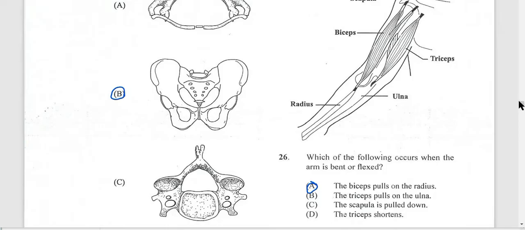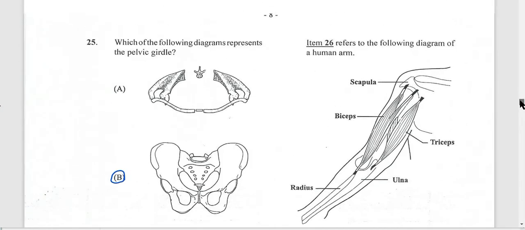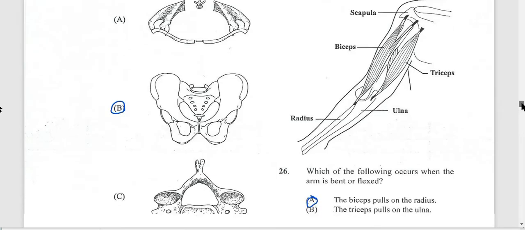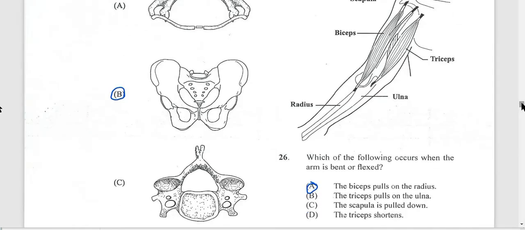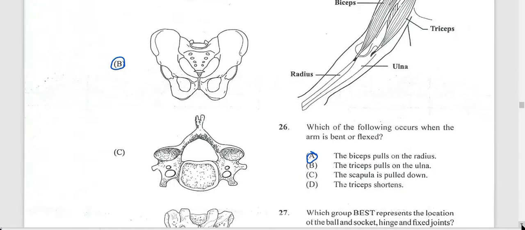And we move over to question 26. It refers to the following diagram of the human arm, and you would observe that this too is a repeated question. Which of the following occurs when the arm is bent, the arm being bent or flexed? That's the palm coming closer to the chest. And of course your answer here is going to be A for 26. The bicep pulls on the radius. Some books might even say the bicep pulls on the radius and ulna.